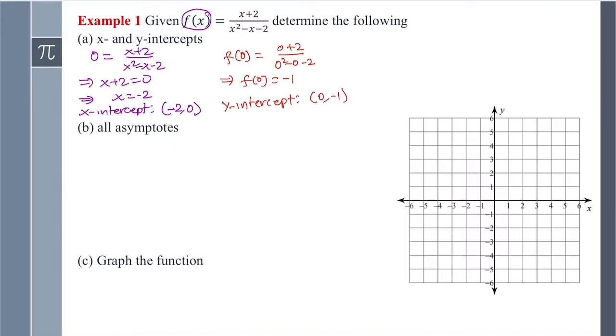The next thing is we are going to find the asymptotes. In order to find the vertical asymptote, what we do first is factor both the numerator and denominator. So let's rewrite that function.